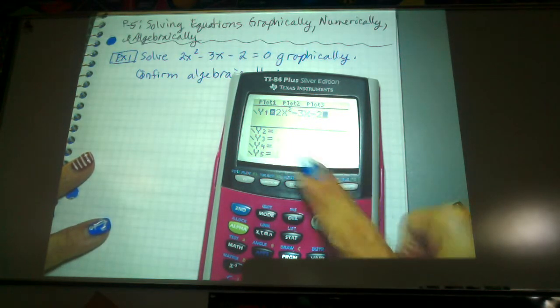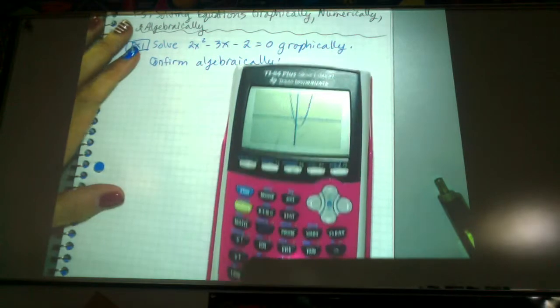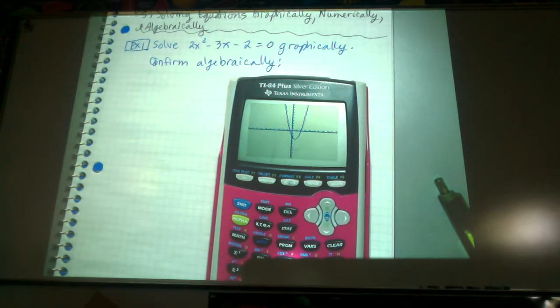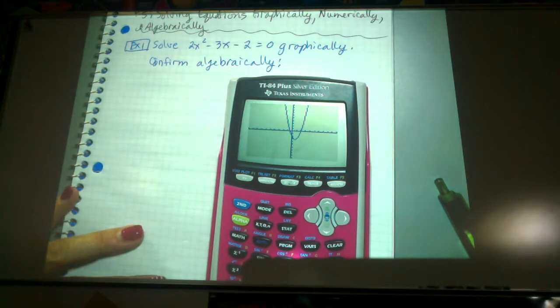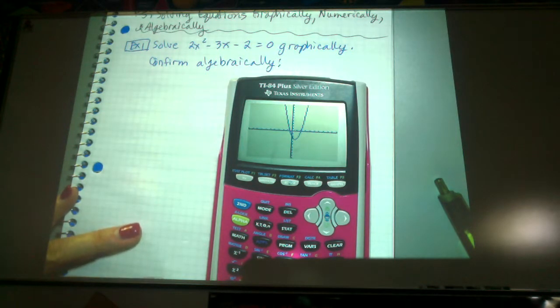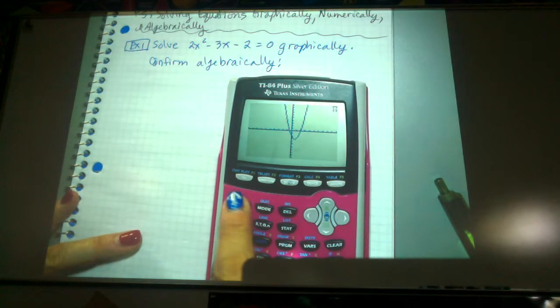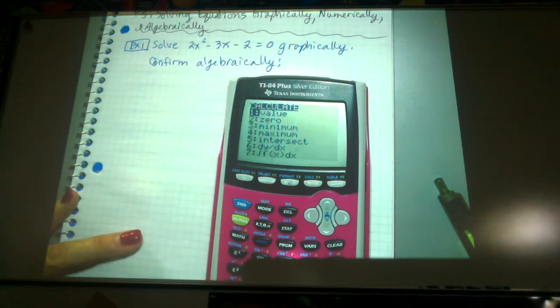And then it should be a parabola because it's x squared. So hit graph. And sure enough, there it is. Now I can estimate just by looking at it, but you certainly don't want to do that. What can we do to find out where it crosses the x-axis? What's it called? Zeros. So you want to go to second calc, which is in the trace menu, and you want to select 0.